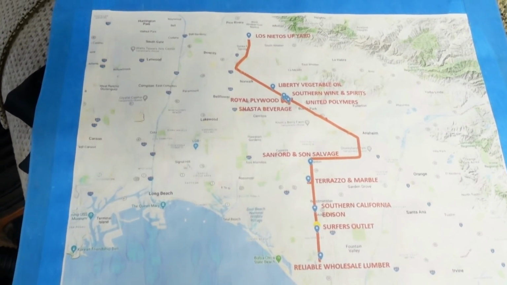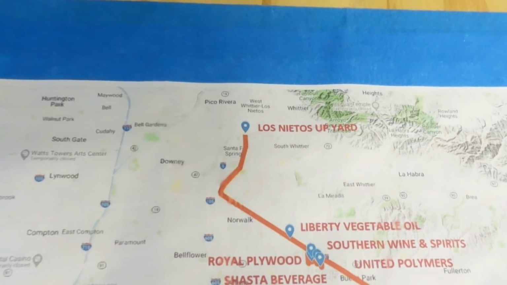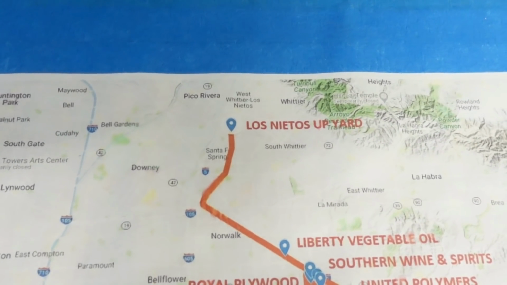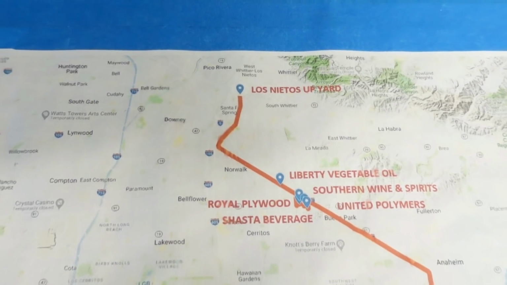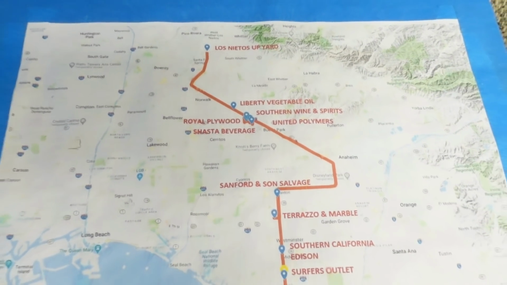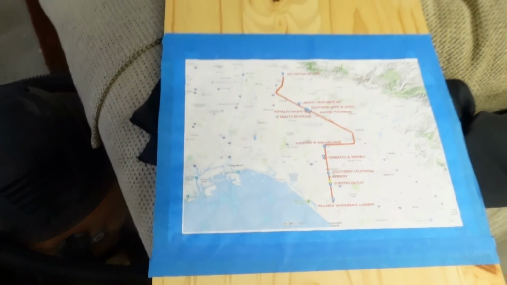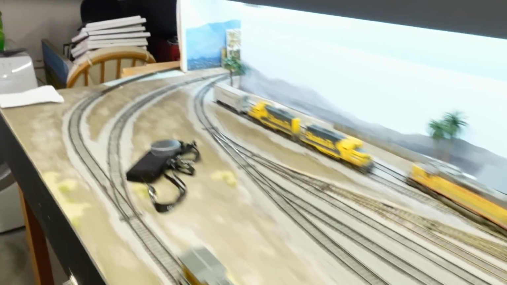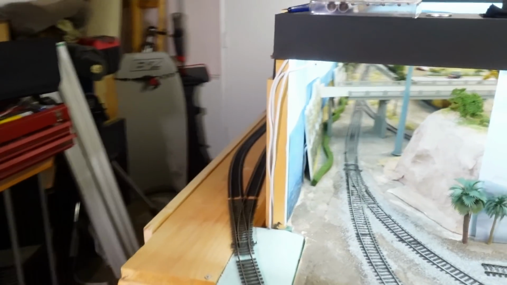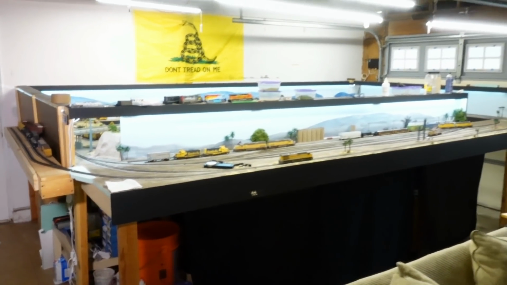It is point to point. I am using the Los Nitos yard as sort of my starting point, although I do have a staging track that kind of signifies the rest of the world right there. And yeah, let's jump over here. I'll give you a quick overview now. Sort of a grand scale overview of, let's go ahead and back up, show you the actual layout.